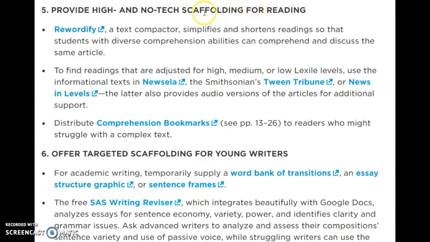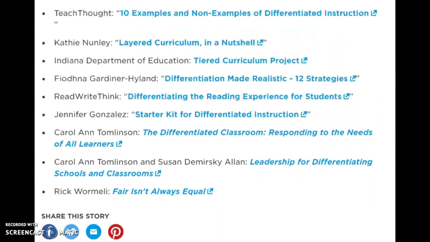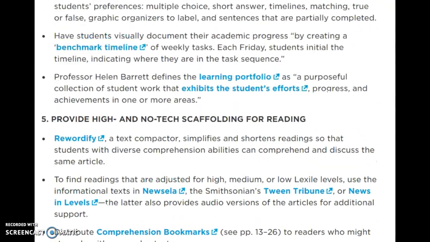Here we've got providing scaffolding. Scaffolding is basically support. How do you support those students? And these are some ideas on how to do so. Okay, so keep this in mind that differentiated instruction is extremely key to helping your diverse learners meet the standards and expectations of the course. It gives them a variety of opportunities to learn and to demonstrate what they've learned.